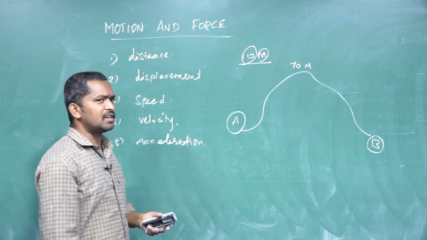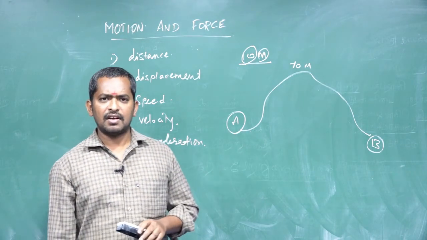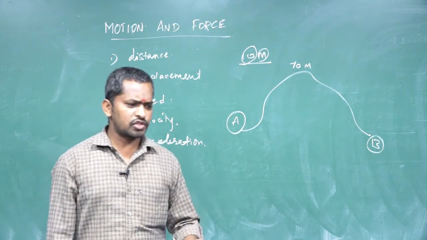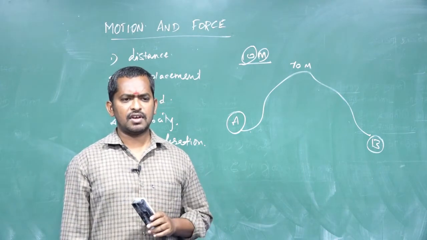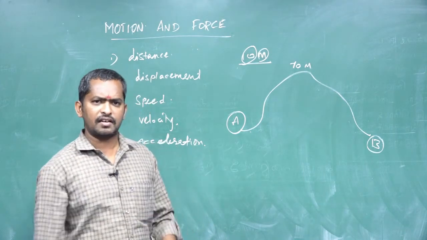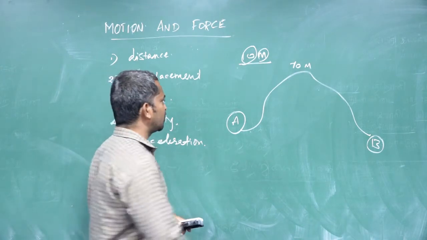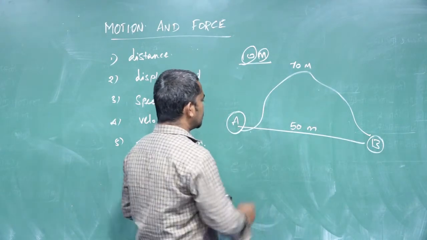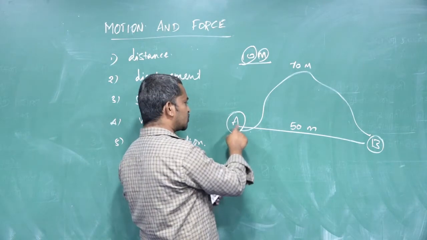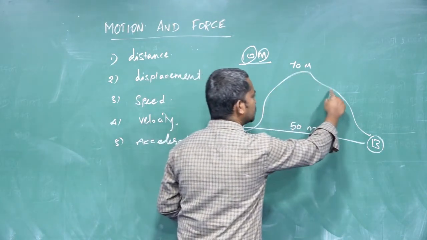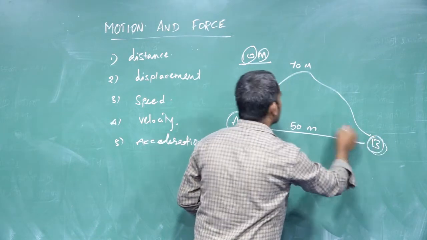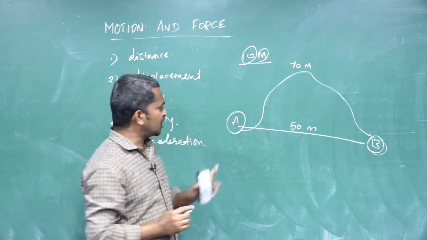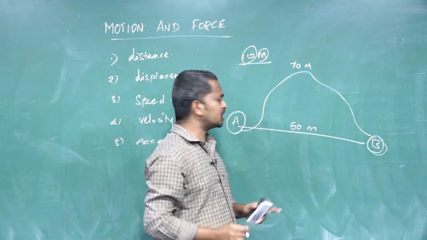And next one is displacement. What do you mean by displacement? The shortest distance between the initial and final position is called displacement. For example, A to B is 50 meter. The object starts from A, takes the path, and reaches point B. The distance is 70 meter. The shortest distance between initial and final point is displacement.